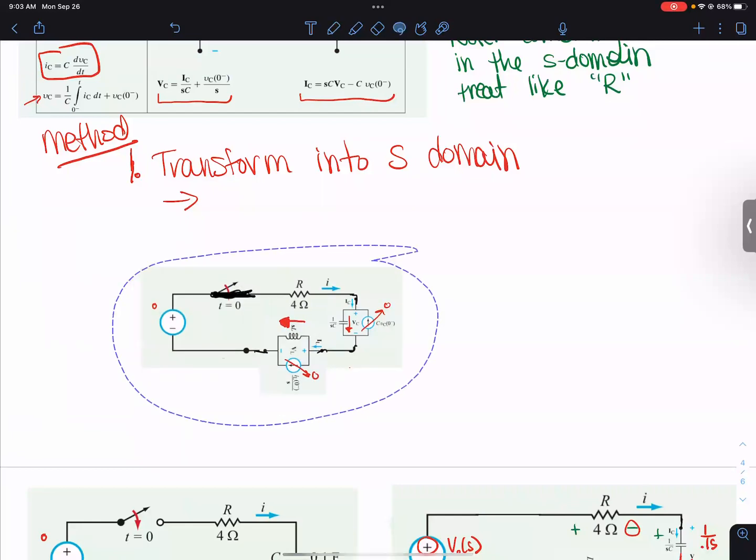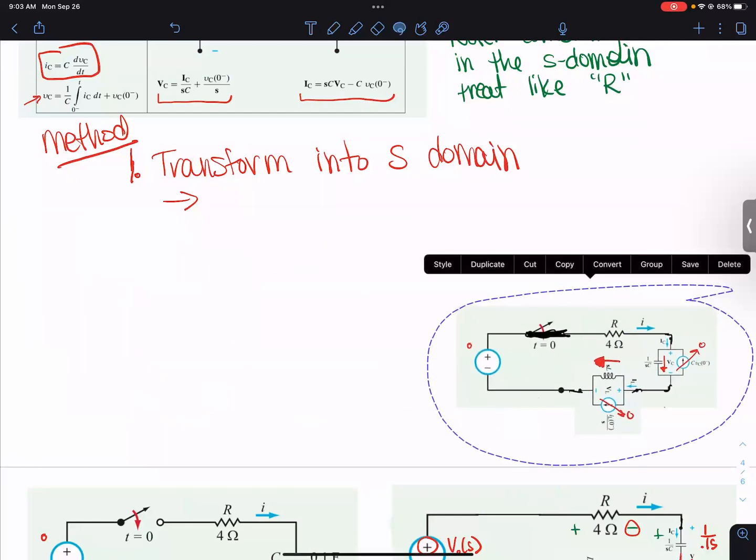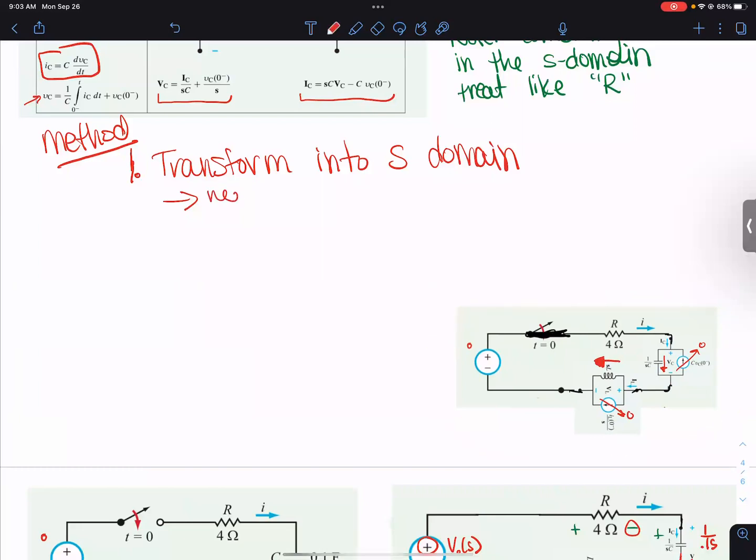Okay, so back to the steps. Transform into the S domain, and with that S domain, you needed to know two components here, the initial conditions. So you have to solve for the initial conditions of VC of 0 or IL of 0.